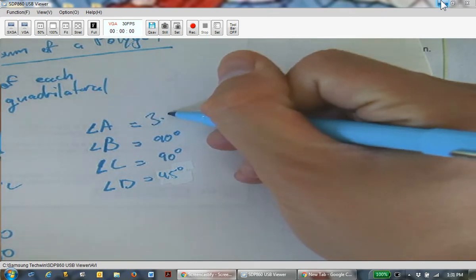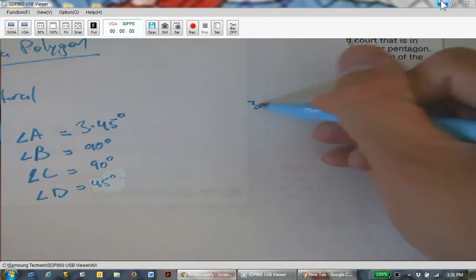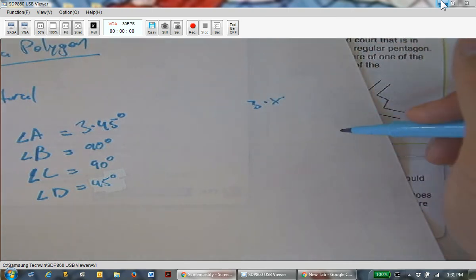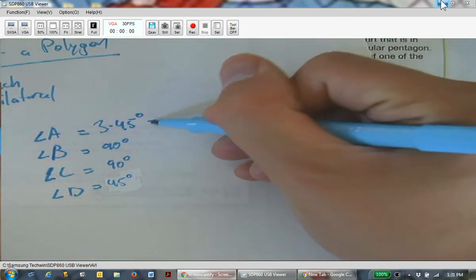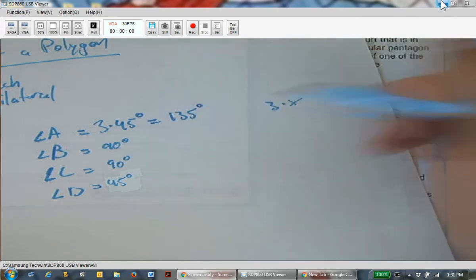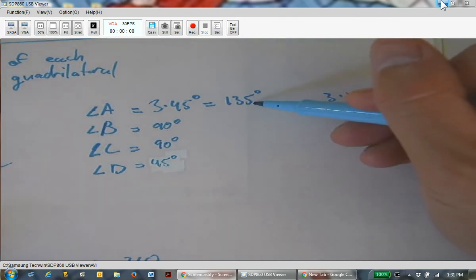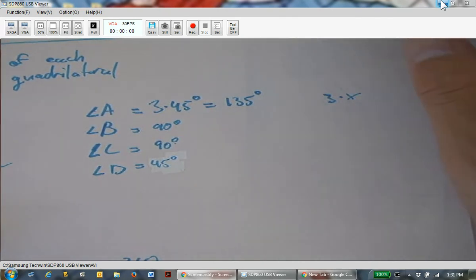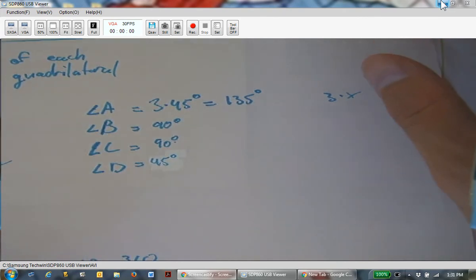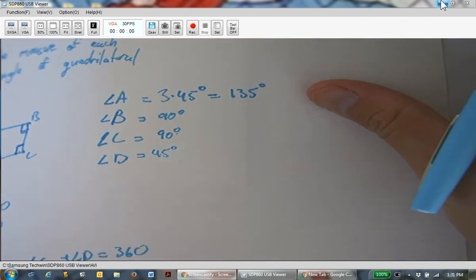3 times 45 degrees. We'll write on the side that it was 3 times x. That's why we were doing it in the first place. And then that should be 135 degrees. If you want to check that, you can add 135 plus 90 plus 90 plus 45. If you did it right, that should add up to 360 degrees. That is a lot for this shape, right?